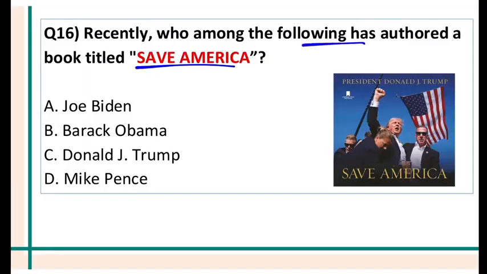Who has authored a book called Save America? Save America is a book which has been written by Donald Trump. And he was the 45th president of US, and he has written a book called Save America.